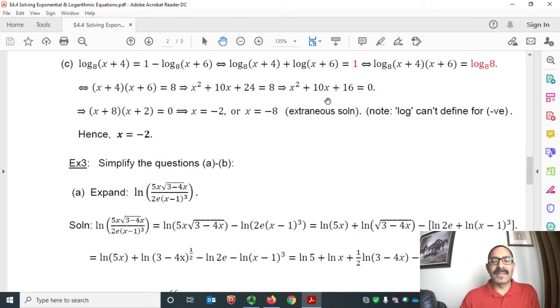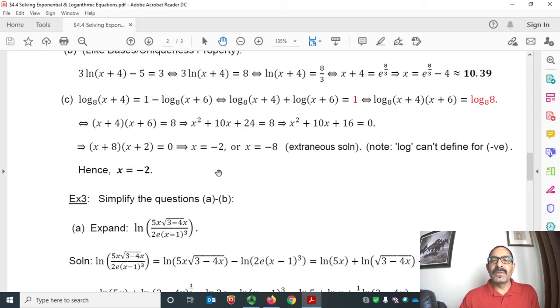We can factor this quadratic equation. We have the two linear factors, x plus 8 and x plus 2. Right side is 0. And we know the product of two numbers equals 0 means either number should be 0. That means either x plus 8 equals 0 gives me x equals minus 8, or x plus 2 equals 0 gives me x equals minus 2. Now we have these two possible answers, but let's check.